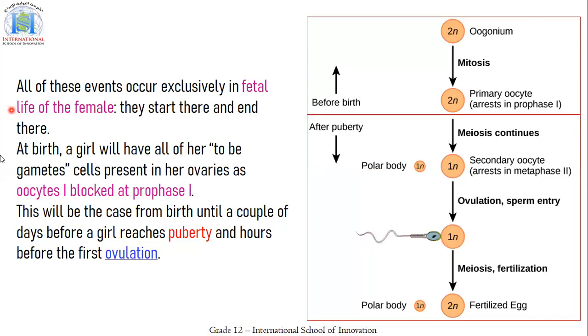At puberty, oocyte 1 will continue meiosis. Meiosis 1 continues, so we will get oocyte 2. Meiosis 2 continues, but stops at metaphase 2.